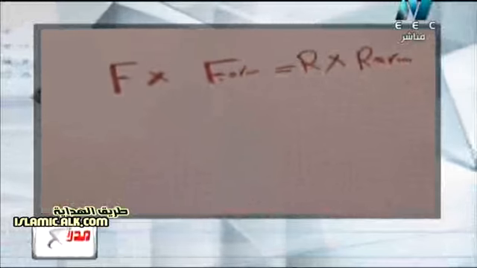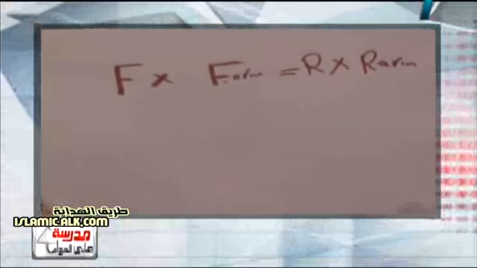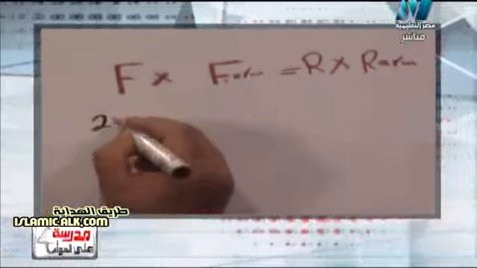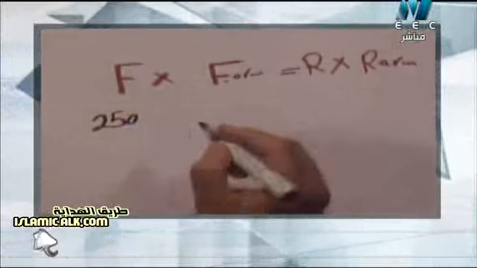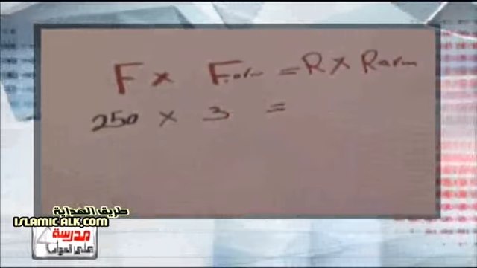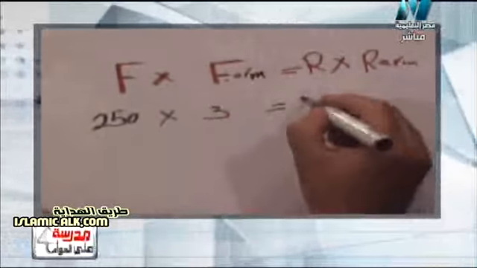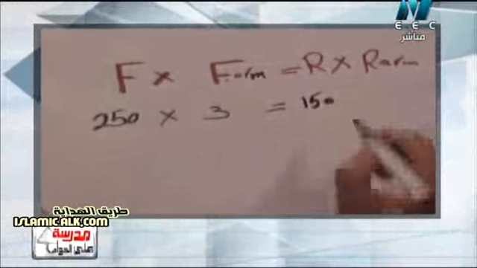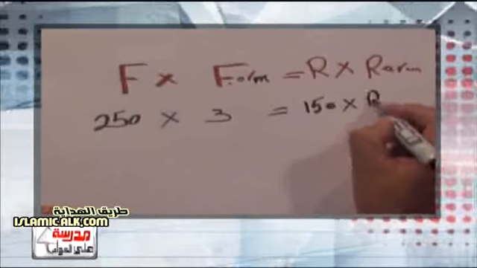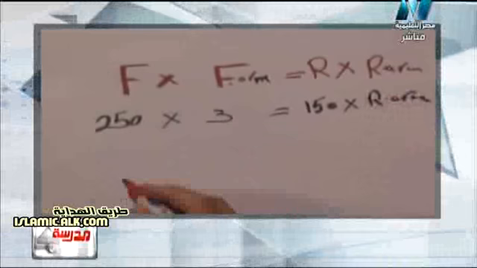So I can read the question again to get the values. If the boy sits on a seesaw, its weight is 250 Newton, so it will be the effort force, 250. The distance is about 3 meters, and that's the effort force arm. The girl is 150 Newton, so it will be the resistance. What about the distance for the girl? The distance for the girl will be the resistance arm.